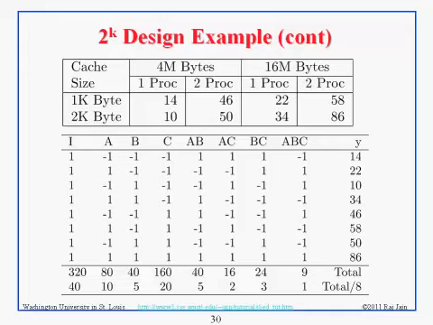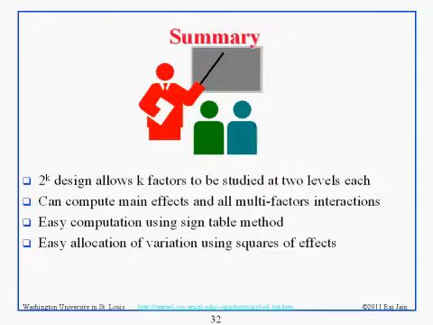So these things are all interactions: AB, AC, BC, ABC. When you have 3 factors, you have some 2-factor interactions and you have some 3-factor interactions. And you can do the computation very easily using the sign table method. And you can do the allocation of variation. You can see how much variation is explained by each of those interactions and factors. Any question about this?